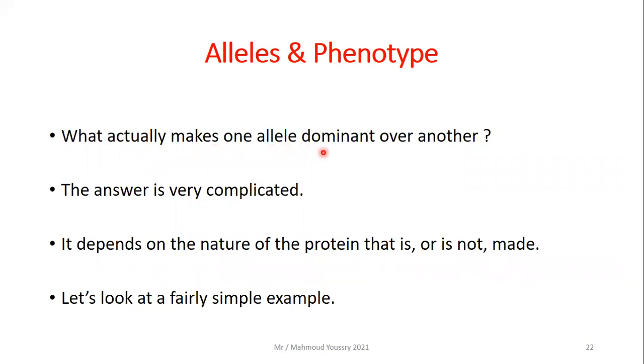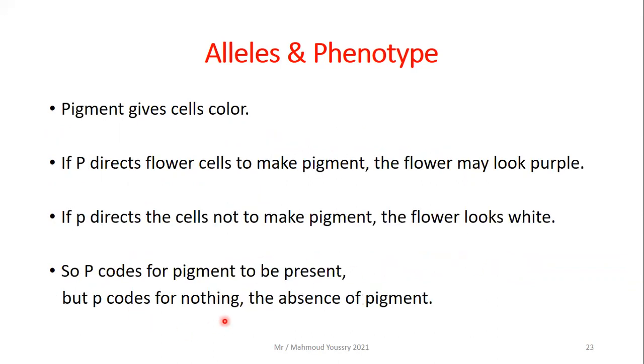What actually makes one allele dominant over another? This answer is very complicated because it depends on the nature of the protein that is made or not made. Let's look at a fairly simple example. Pigment gives cells a color. So if capital P directs flower cells to make the pigment, the flower may look purple, but small p directs the cells not to make pigment, so the flower looks white. So capital P codes for the pigment to be present, but small p codes for nothing, the absence of pigment.